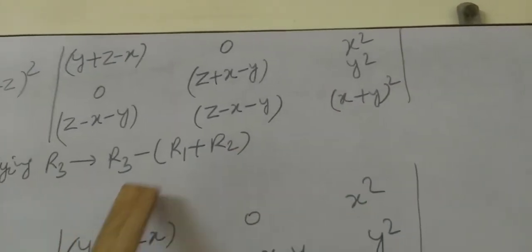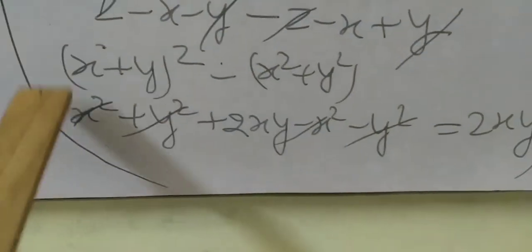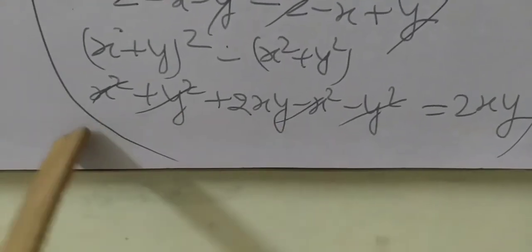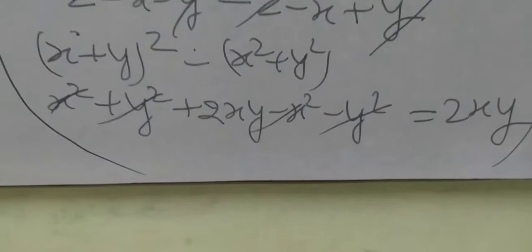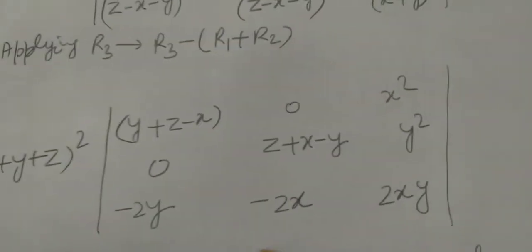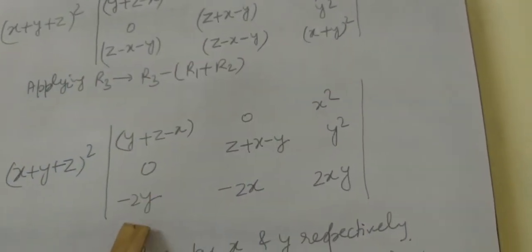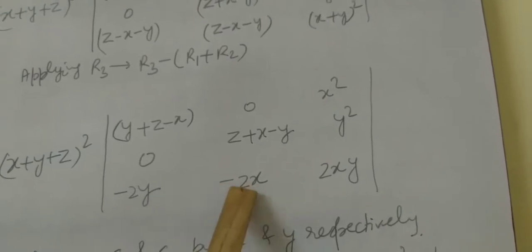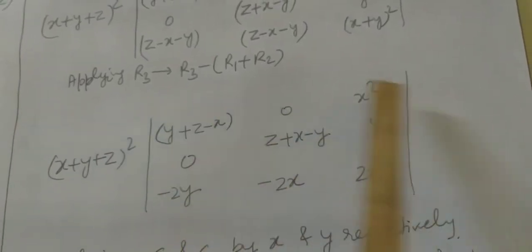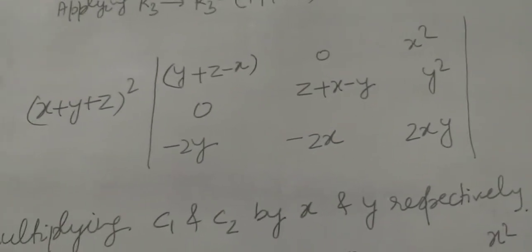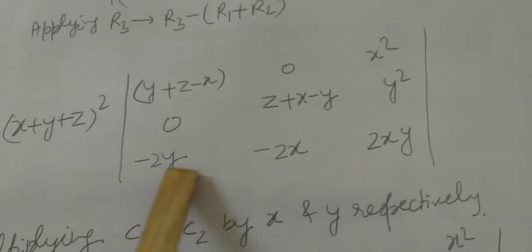Now students, (x plus y) whole square minus bracket x square plus y square. When we open, x square plus y square plus 2xy minus x square minus y square. X square cancels, y square cancels, answer 2xy. That's why I have written here 2xy. So students, when I applied this property here, we get minus 2y, minus 2x, 2xy. R1 and R2 will remain as it is. Correct?